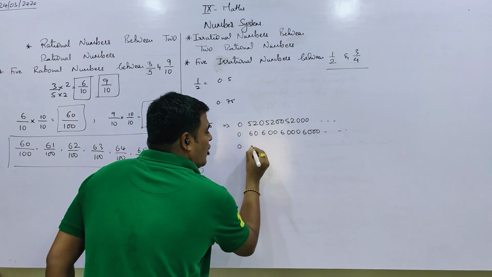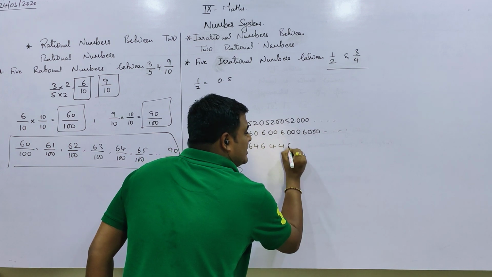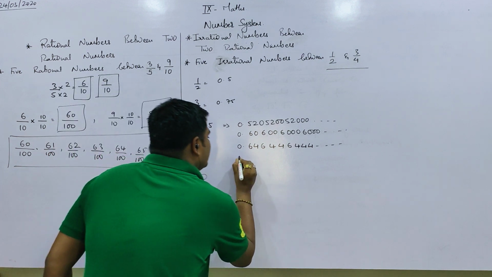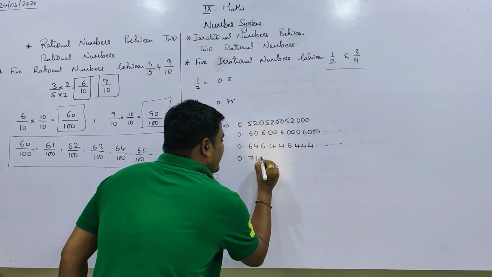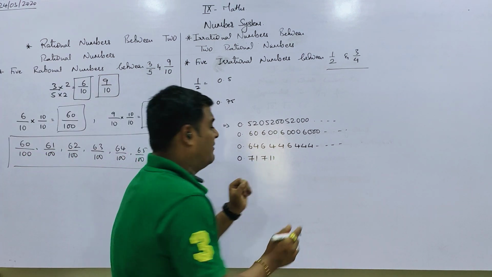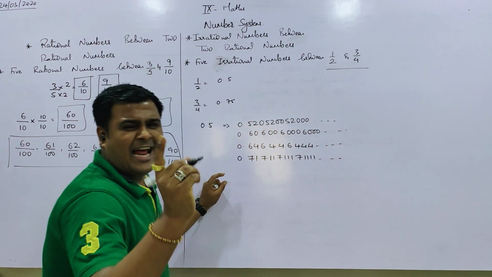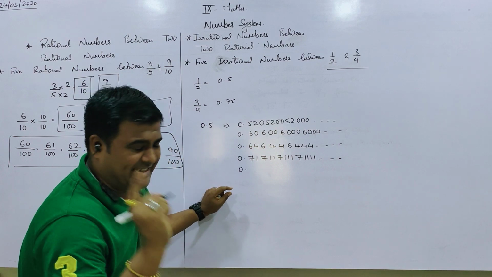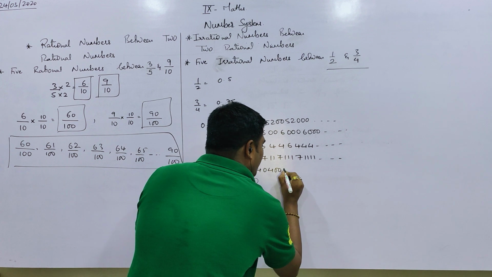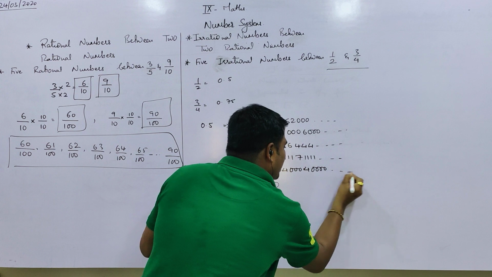Third number, 0.64, 0.644, 0.6444 and so on. And the fourth number is 0.711, which is less than 0.75. So I can use 0.71, 0.711, 0.7111 and so on. And our last number should be less than 0.75. I am using 0.74, 0.7404, 0.74004, 0.740004 and so on.